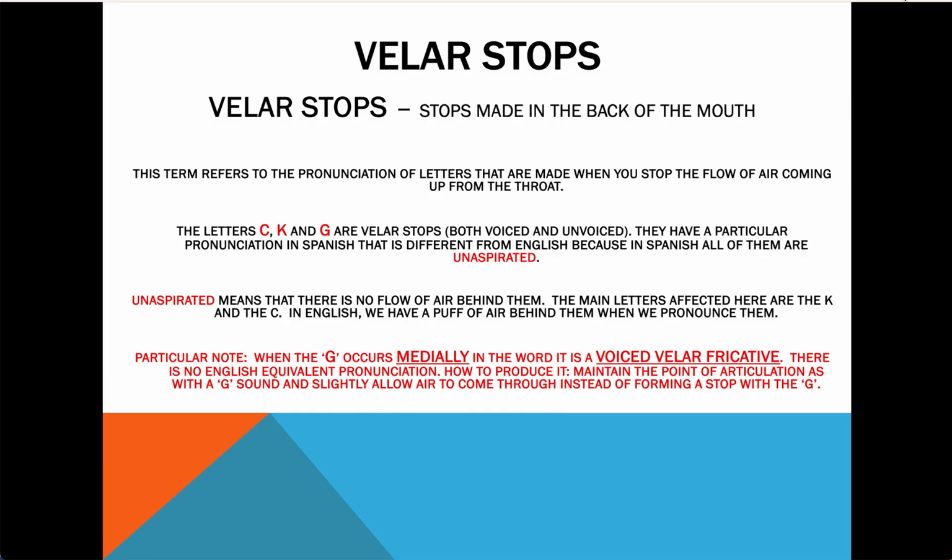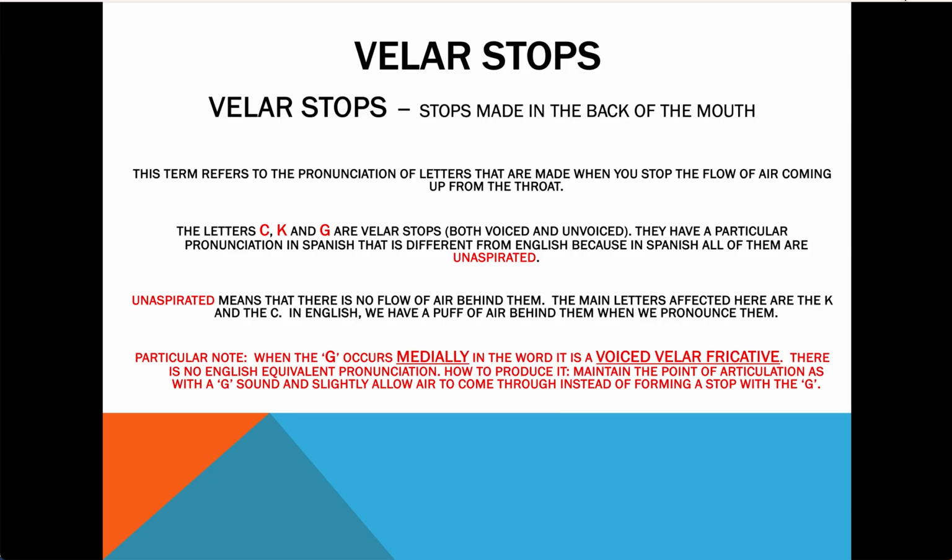Velar stops. Velar stops are produced in the back of the mouth. This term refers to the pronunciation of letters that are made when you stop the flow of air coming up from the throat. The letters C, K, and G are velar stops, both voiced and unvoiced. They have a particular pronunciation in Spanish that is different from English because in Spanish all of them are unaspirated. Unaspirated means that there is no flow of air behind them. The main letters affected here are the K and the C. In English we have a puff of air behind them when we pronounce them.